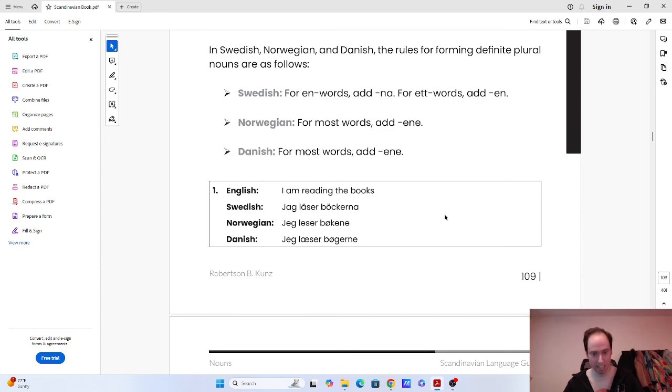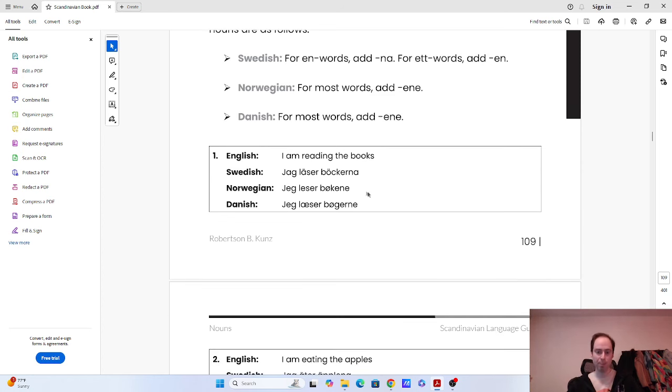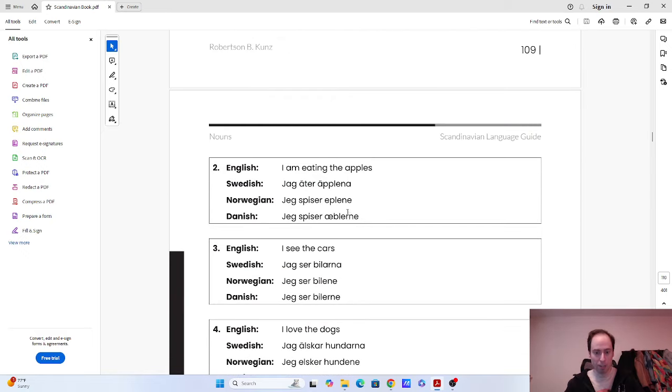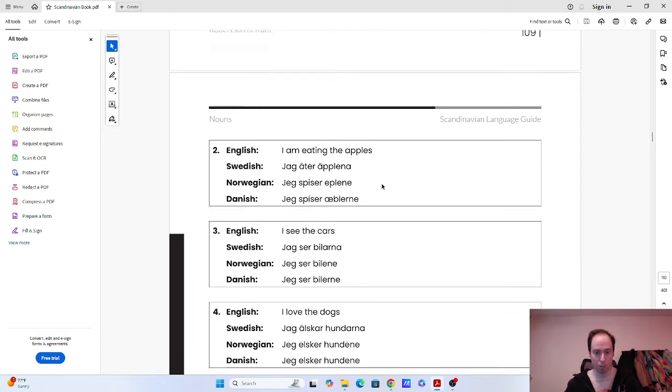But again, this is not a hard and fast rule. Let's take a look at some real examples. So we see for Swedish, we have arna at the end for books, and then we have ene for Norwegian, and then we have erne, with that R slipping in, for Danish. And again, we have erne for Danish, ene, and arna for Swedish.